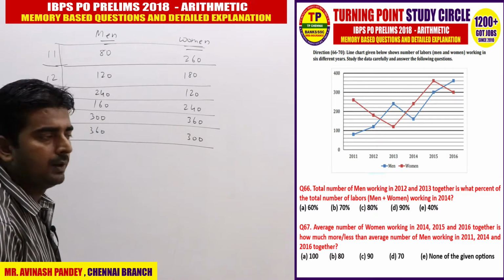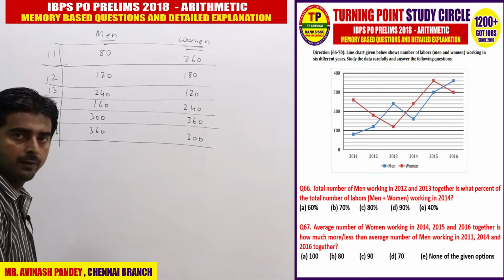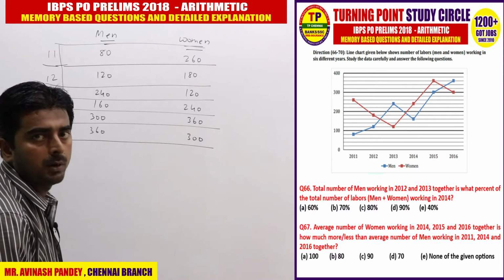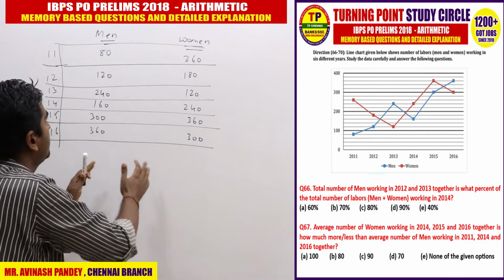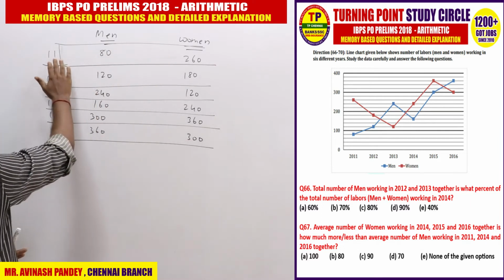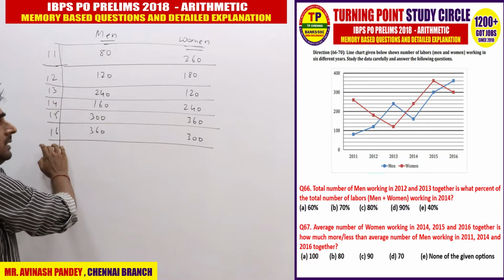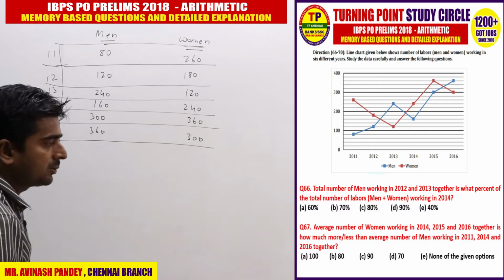So when you see here, they have given you the number of men and number of women, right? Different values are given, plus different numbers of years are given. So I wrote the data here. Men and women in 2011, 2012, 13, 14, 15, 16. What are the values? So we'll see the first question here.